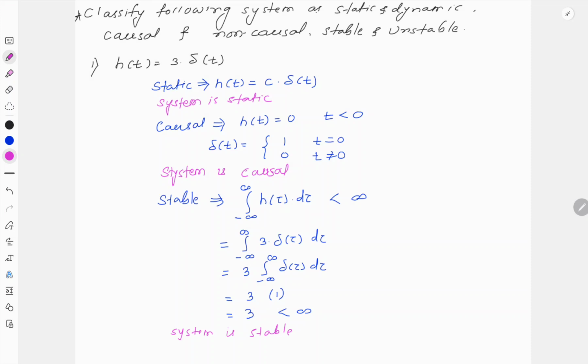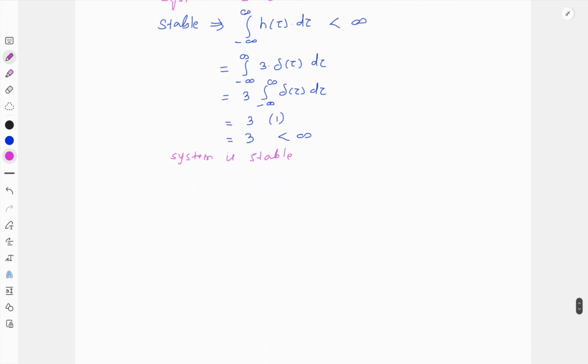So for this given system with impulse response 3 into delta t, this system is static, causal and stable. So let us see one more example. Let us say we have a second system whose impulse response h of t is given as u of t plus 2.